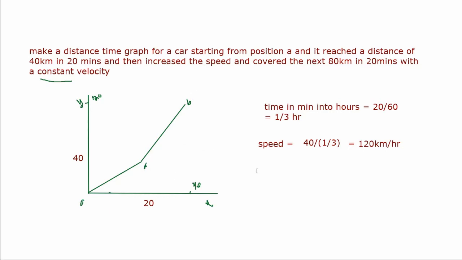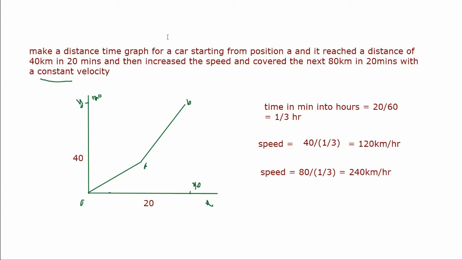Now we want to calculate the speed in the next region, the region of A to B. Speed is equal to total distance covered, which in the second portion is 80. So 80 divided by 1/3 would be equal to 240. This seems a little unreasonable because 240 is a very huge speed, but this was just to give you an idea of how we can calculate the speeds by using a distance time graph.